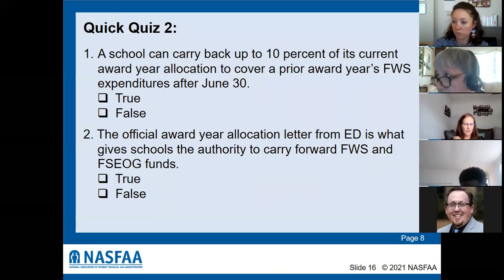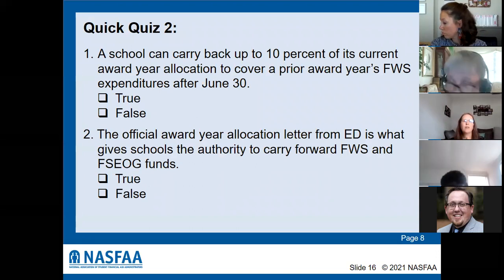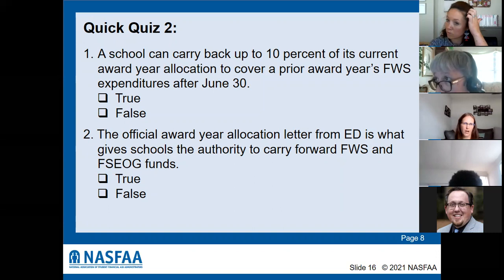So the next thing I want to do is go over a few more questions. A school can carry back up to 10% of its current award year allocation to cover a prior award year's federal work study expenditures after June 30th. Is this true or false?